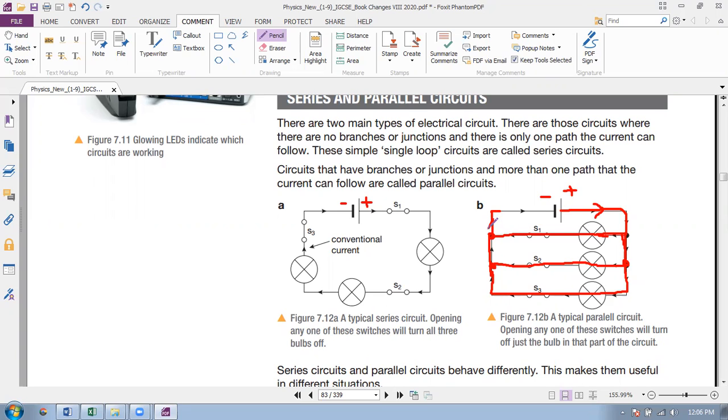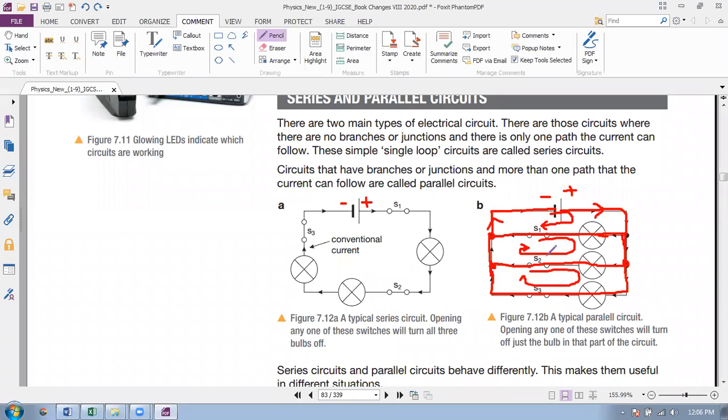And this value is the same. This one and this one are the same. So it reaches the negative terminal. Now look at this. This is one loop. This is another loop. And this is another loop. And all these loops are branches.